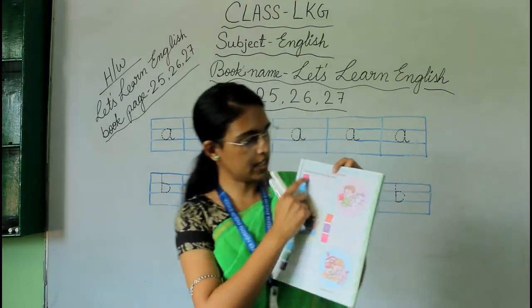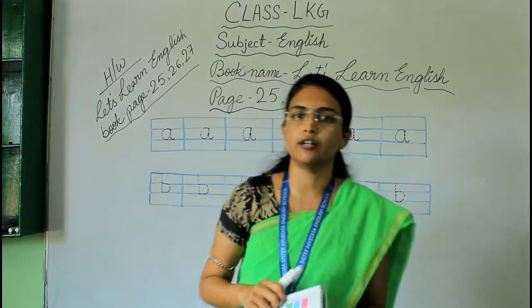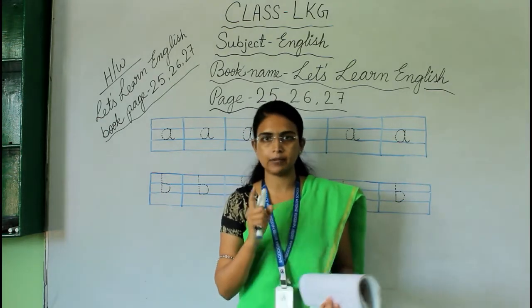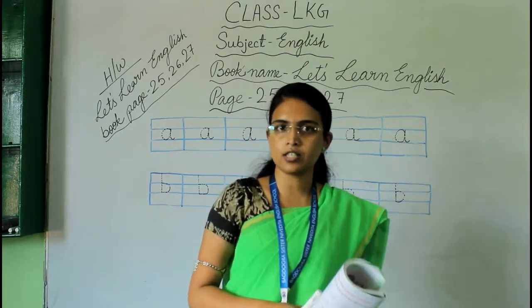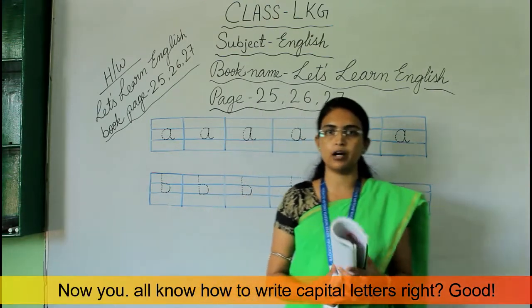What is written here? Let's revise. Read and trace the small letter. In the previous class we have done capital letters. Yes, from A to Z we have already done capital letters. Now today we are going to learn about small letters.